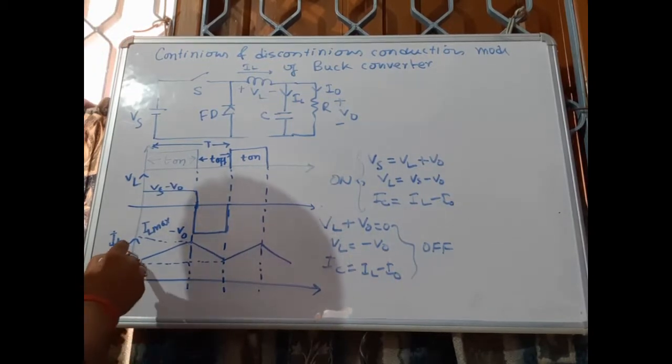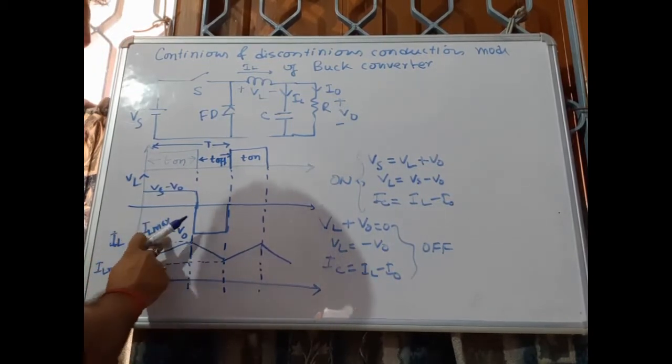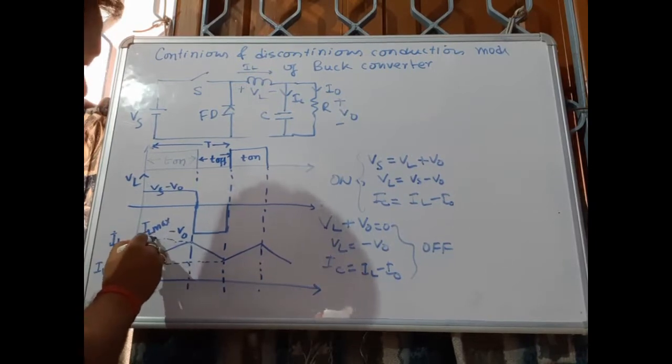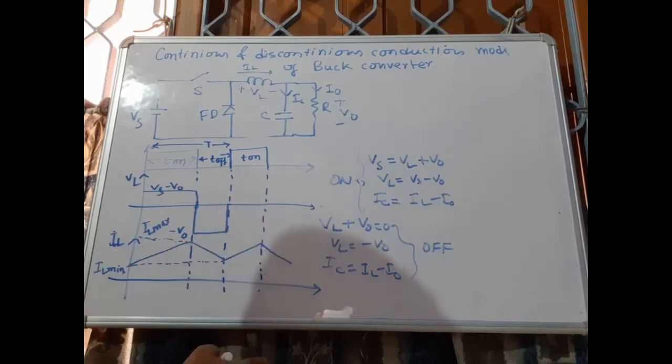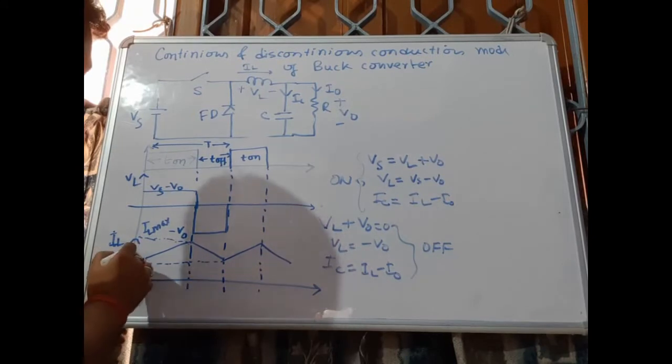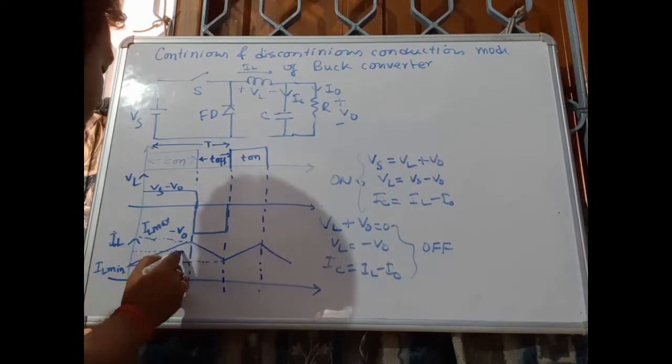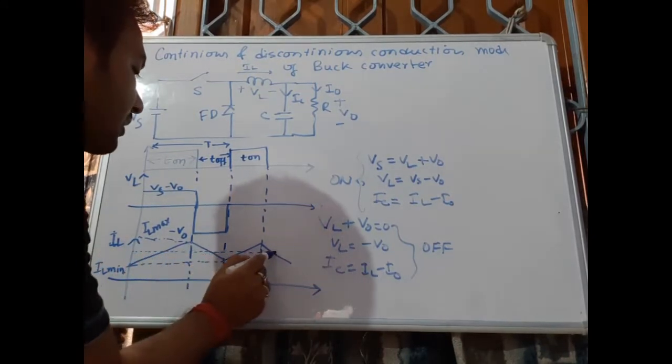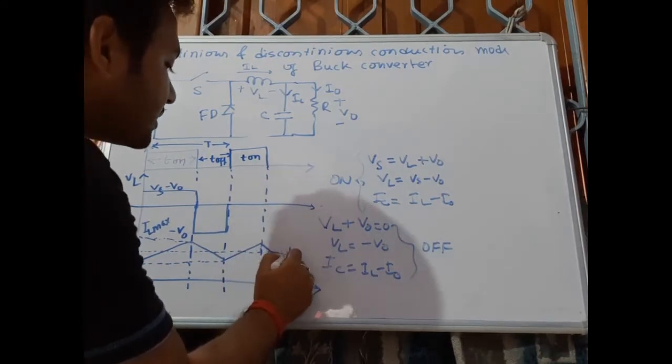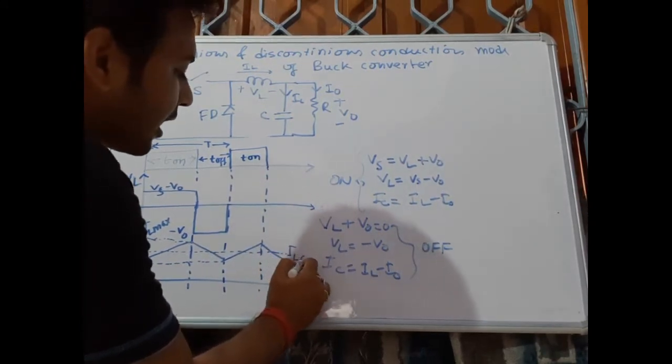Okay, now this is in continuous conduction mode, and this is the linear plot of IL. We can consider the average value somewhere around this point, and this is equal to IL average.